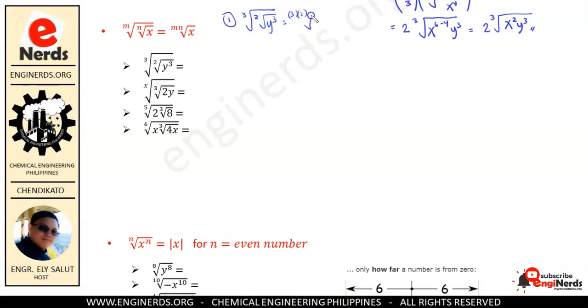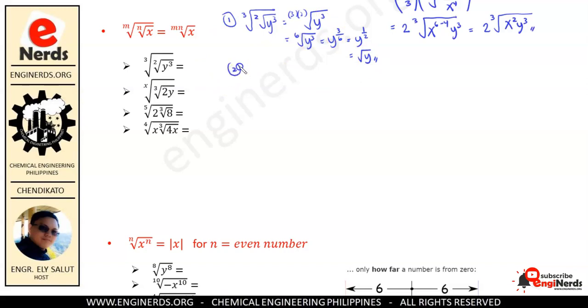Okay, that will be the root of y cubed. So, we'll have here 6th root of y cubed, and this is equal to y^(3/6), which is equal to y^(1/2). So, this is equal to the square root of y. So, that's the answer to our first problem.